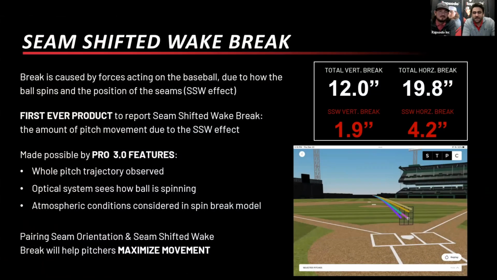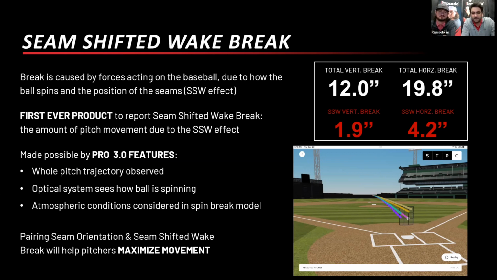Okay, so we're going to start out talking about seam shifted wake. We're going to spend a good amount of time on this slide because there are a number of points that I want to make. We're not going to get super deep into the fluid dynamics aspect. I'm going to keep it pretty high level, just the main points that you need to understand.